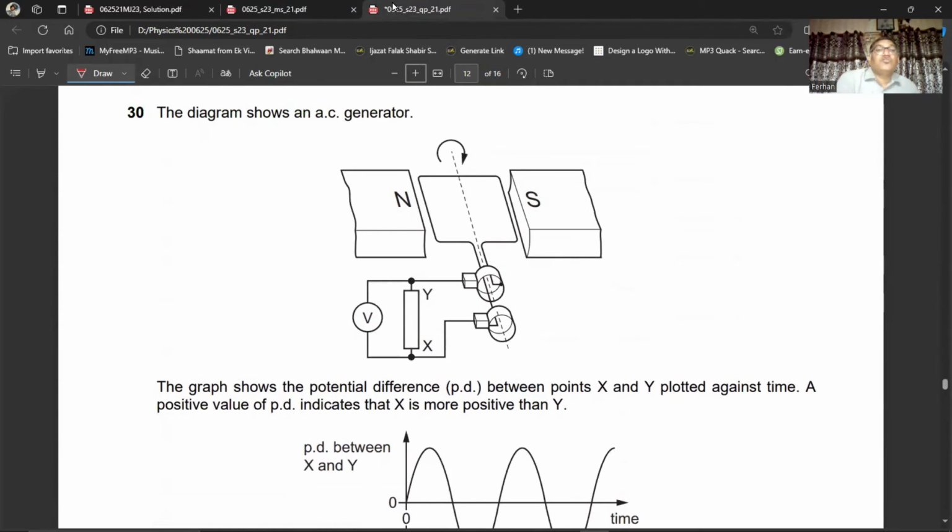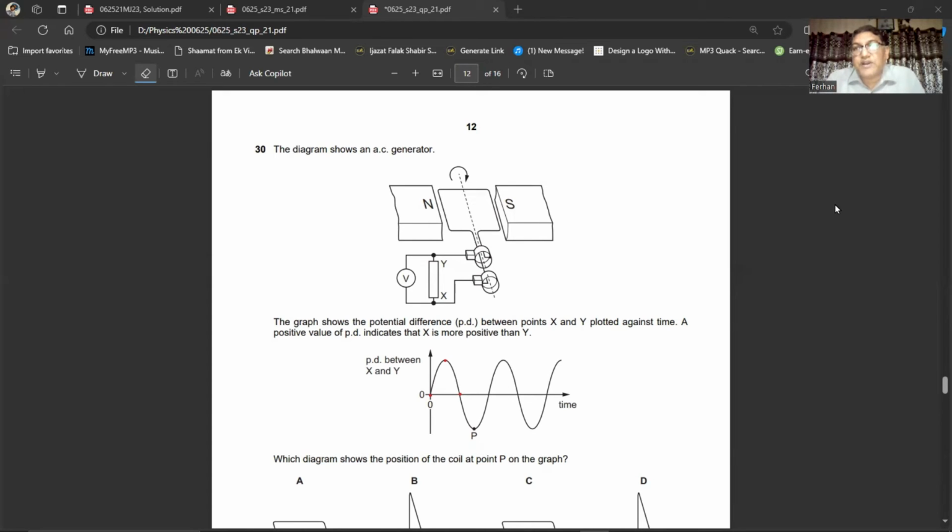Question number 30. The diagram shows an AC generator. We have here permanent magnets. Between those permanent magnets we have a coil, then we have those slip rings, and each side of the coil is connected with a different slip ring. Okay, so this coil is rotating in which direction? It is rotating clockwise. Now he says the graph shows the potential difference between the points X and Y plotted against time. A positive value of the potential difference indicates that X is more positive than Y.